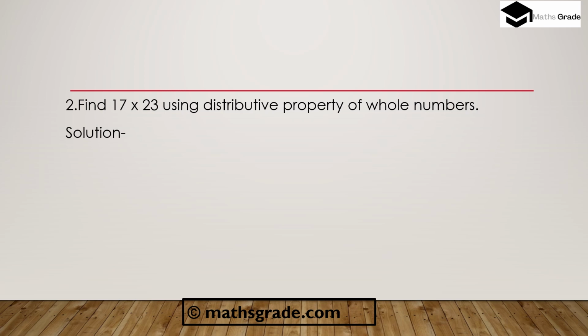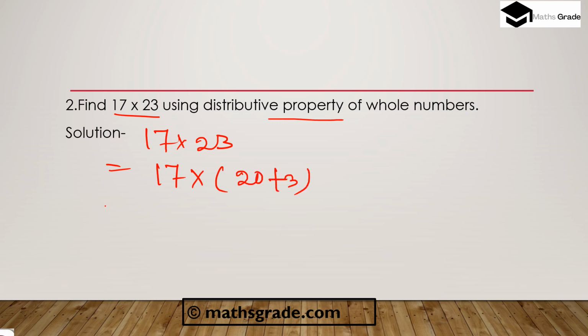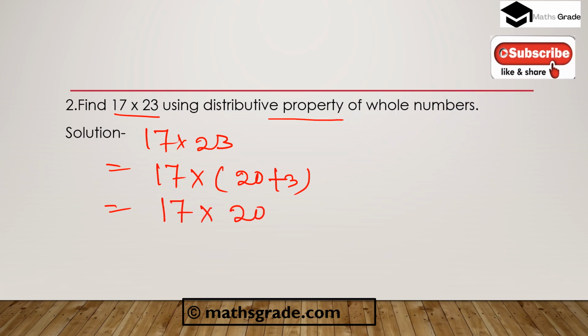Now question number 2. Find 17 multiplied with 23 using distributive properties of whole numbers. We can write 23 as 20 plus 3. 17 multiplied with 20 plus 3. Now we apply the distributive property of multiplication of whole numbers over addition. Now 17 multiplied with 20 plus 17 multiplied with 3.